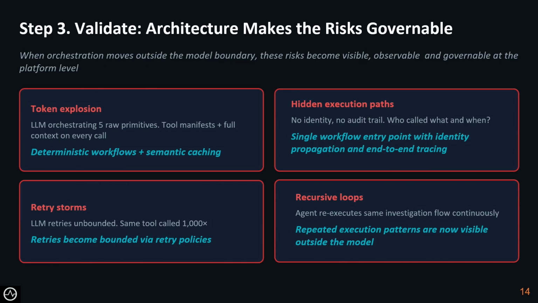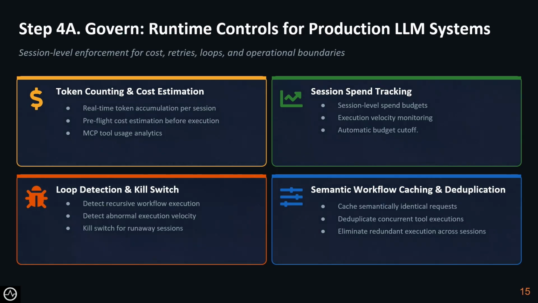So what we have done is move the risk out of the model, and now token growth becomes visible, and because workflow execution is deterministic, it is now cacheable. Hidden execution paths become traceable through a single workflow entry point with identity propagation. Retry storms become bounded because retry policies can now be enforced outside the model. And recursive loops are now detectable outside the model. The key point is, once orchestration moves outside the model boundary, the risks become observable and governable at the platform or gateway level. So the next question is, what controls actually make them governable, right?